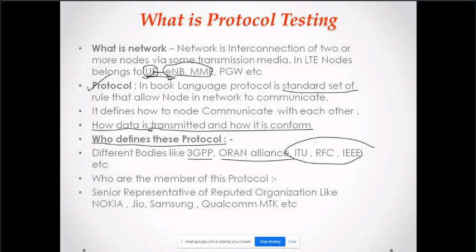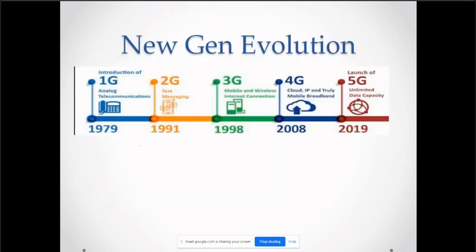For example, for IMS, RFC is responsible to define protocols. Like IEEE for non-3GPP. When I say non-3GPP, that means WLAN, Wi-Fi. So IEEE is responsible to define the protocol for Wi-Fi. So this is more about what is network, then protocol, and who defines this protocol.